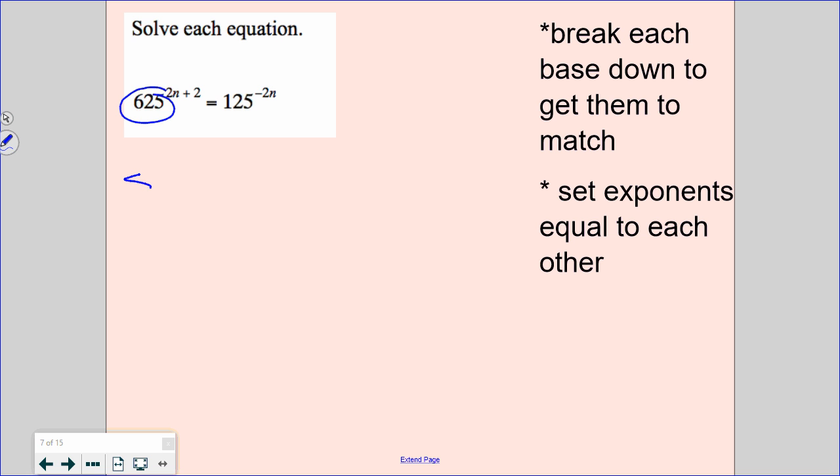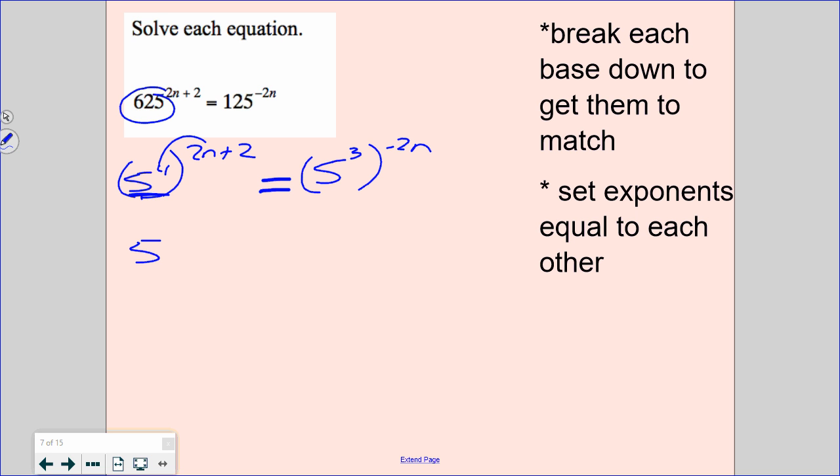So it's 5 to the 4th to the 2n plus 2, because this is 625 under here, and 625 is raised to 2n plus 2. Equals, what's 125 as a power of 5? 5 to the third. So it's 5 to the third raised to the negative 2. Power to power, what do we do? Multiply. So we have to distribute, so it's 5 to the 8n plus 8 equals 5 to the negative 6n.